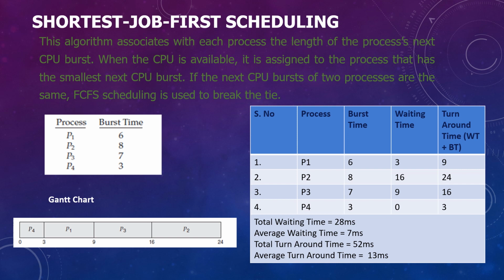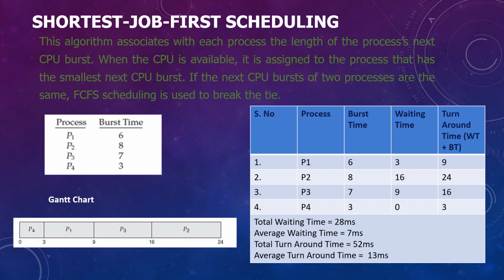For process P1, it is 6 plus 3, which is 9. For process P2, it is 8 plus 16, that is 24. For process P3, it is 7 plus 9, so it is 16. For process P4, it is 3 plus 0, which is 3. We can calculate the total turnaround time: when you sum up all, we get 52 milliseconds. The average turnaround time is 52 divided by 4, since there are 4 processes, and we get 13 milliseconds. So the average waiting time is 7 milliseconds and the average turnaround time is 13 milliseconds.